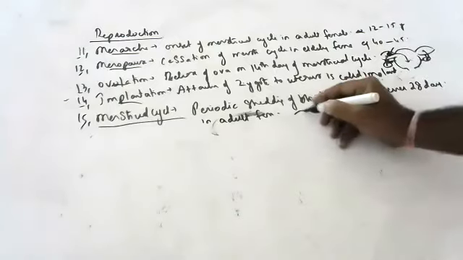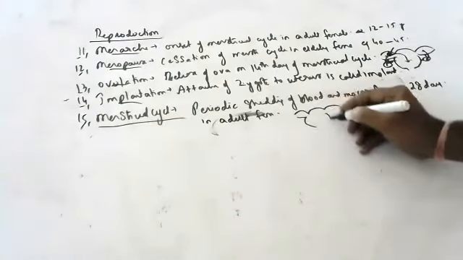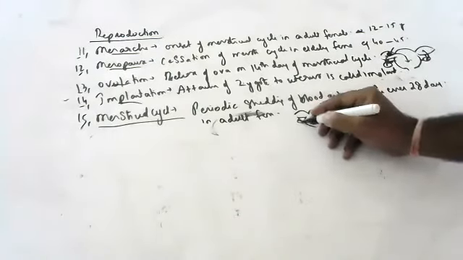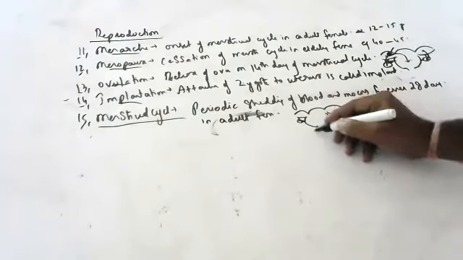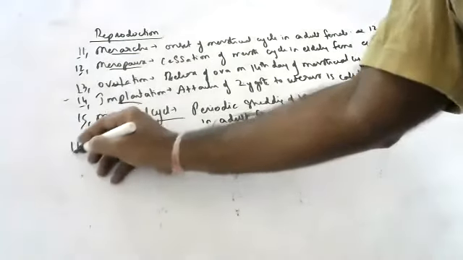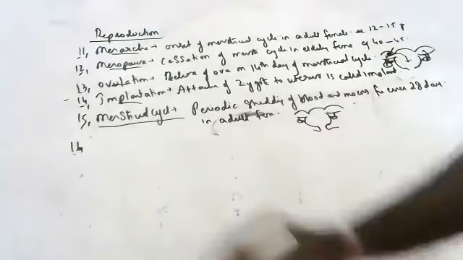If possible, draw a small female reproductive system. You'll get good marks. A small reproductive system itself. Next, after this, placenta.